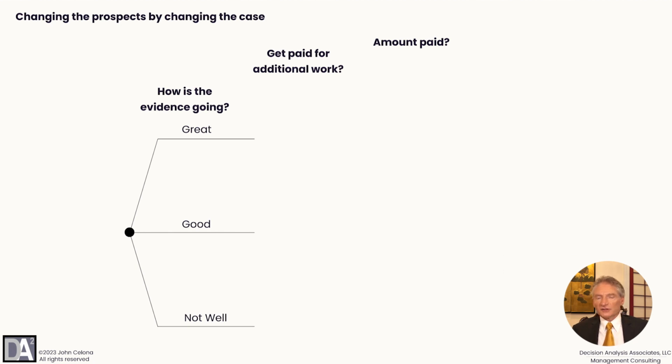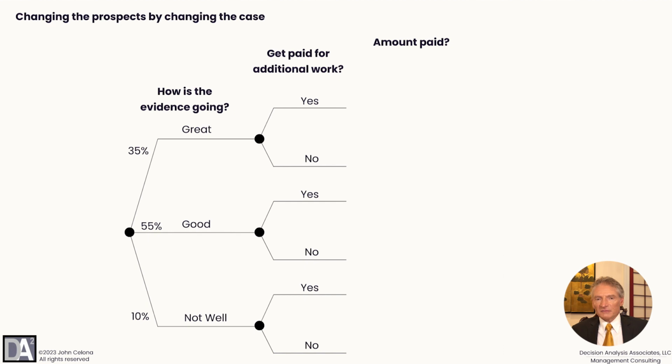Maybe we need to think in terms of them going great, going good, and going not well, knowing that not well is a more remote scenario. And maybe we think it's like a 35% chance that things will go great, 55% chance that they'll go good, and only 10% chance that they could go not well. We still have the same answers to the questions of getting paid for additional work. It's going to be a yes or no, but the odds are going to be different.